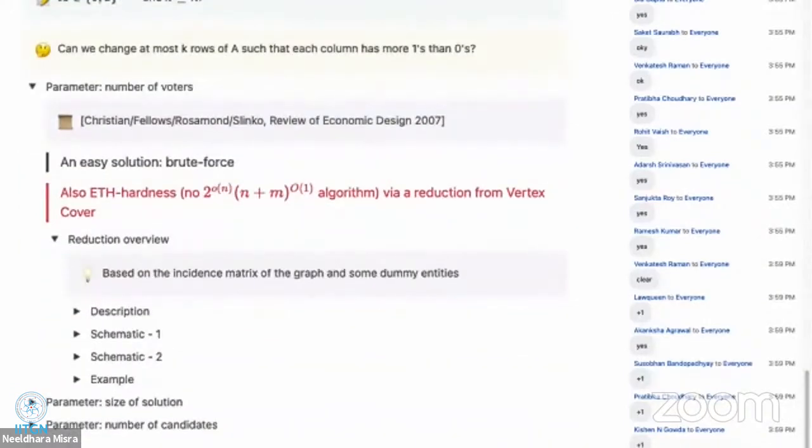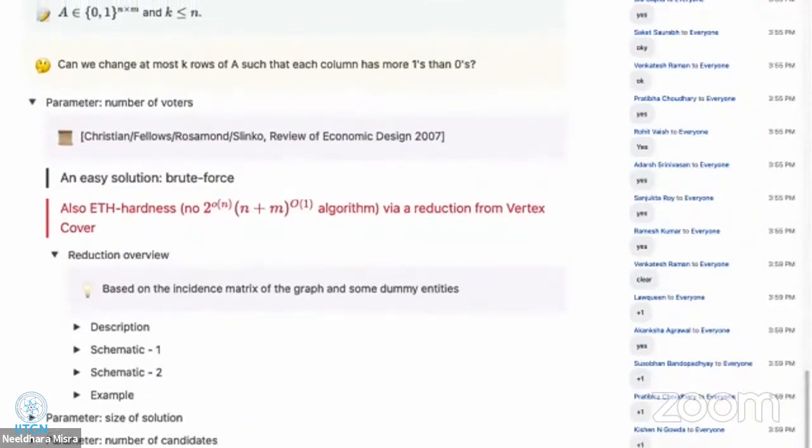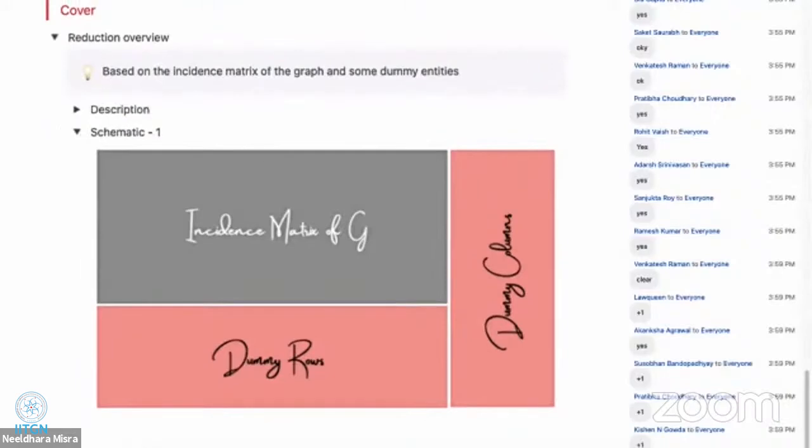So again, let's just keep the problem in mind. We want to change at most k rows to make every column accepted. As I said, let's assume that we want all issues to be accepted. That's the goal of the lobby, and we want a reduction from vertex cover. So let's just think about this for a minute.